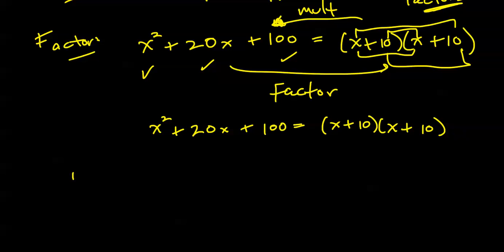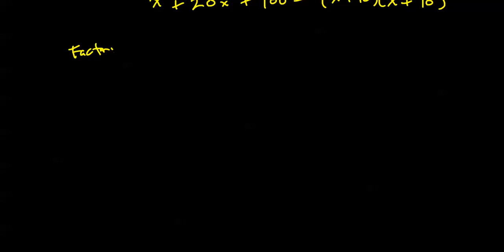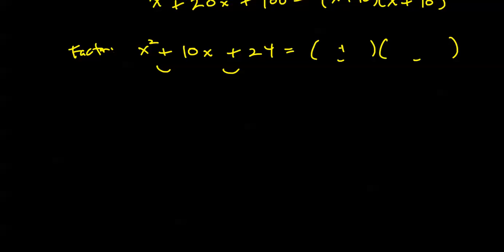Let's try another one here. Factor, scroll up, x squared plus 10x plus 24. Alright, if I have a little experience with this, I can learn to see some shortcuts here. Notice, if this last term is positive, that means the signs in between on both the binomials must be the same. And if this sign is also positive, that means these signs both must be positive. Okay, so that's a little shortcut.